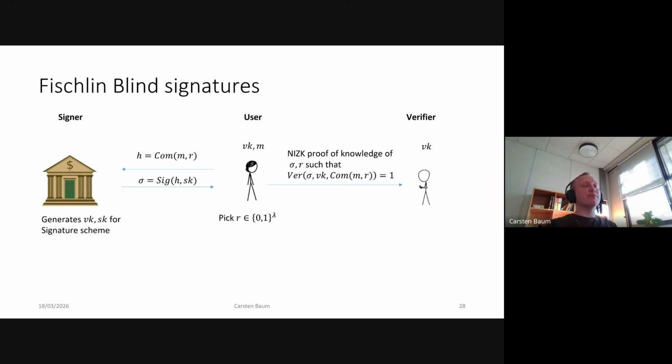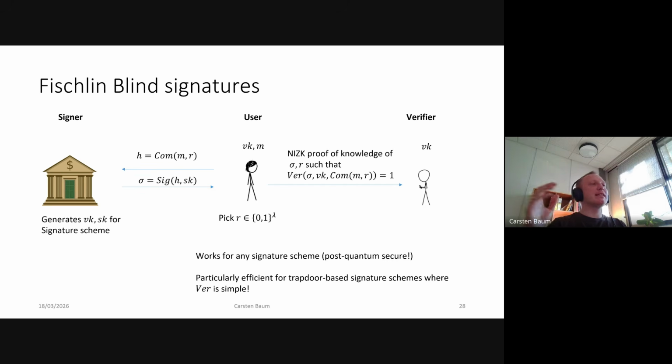Instead, I only get a proof of knowledge of a signature. But this proof of knowledge of a signature is in itself a signature. This was an idea that Marc Fischlin had back in the middle of the 2000s, and this is a well-known design for blind signature schemes. The great thing is it works for any kind of signature scheme that you can throw in there. So if you take a post-quantum proof system, a post-quantum commitment scheme, and a post-quantum digital signature scheme, you should get a quantum-secure blind signature.